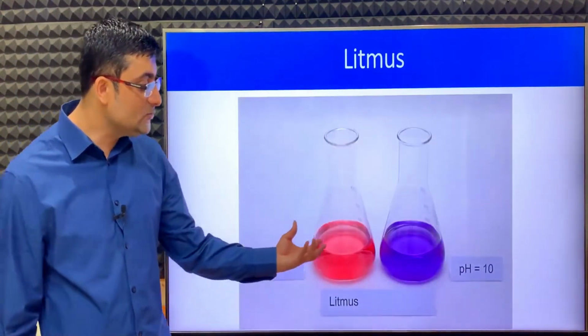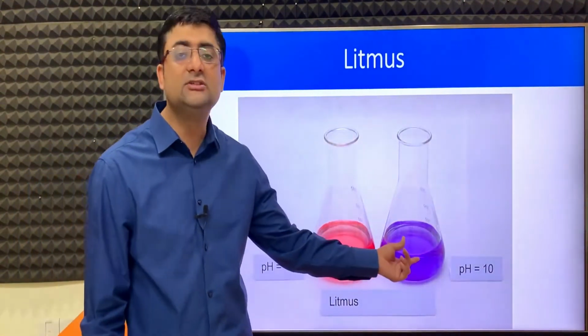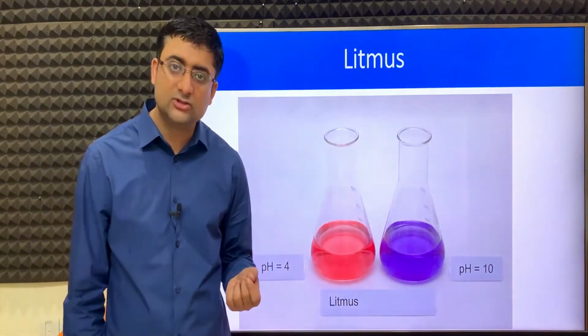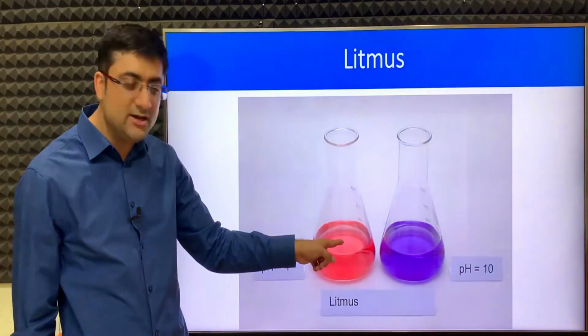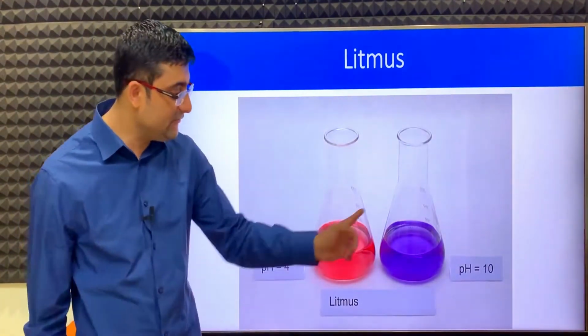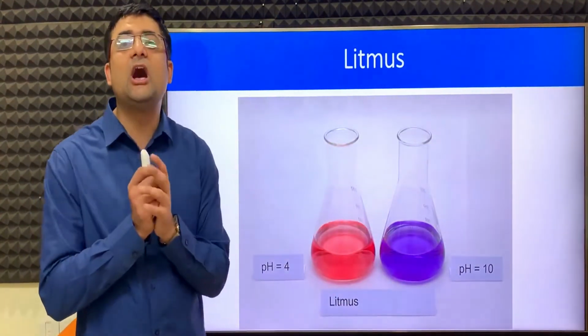Now guys, this is what litmus solution looks like. Is this clear? This is red litmus solution, this is blue litmus solution. So now let's say I have dry baking soda powder. So what happens is guys, if I add it over here, nothing will happen. But if I add it over here, this solution will turn blue. Red to blue means it is a base. Similarly, if you add an acid over here, this will turn red. Is this clear? So this is how litmus works.